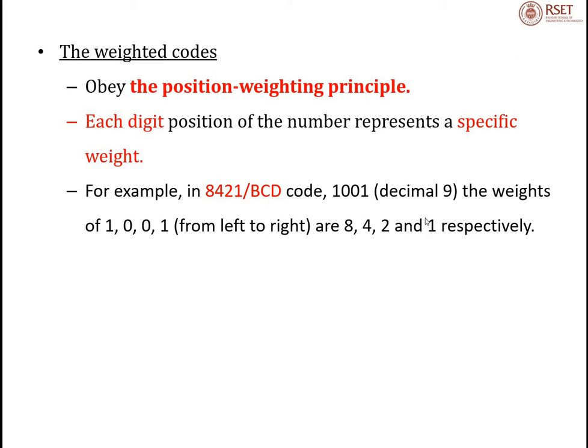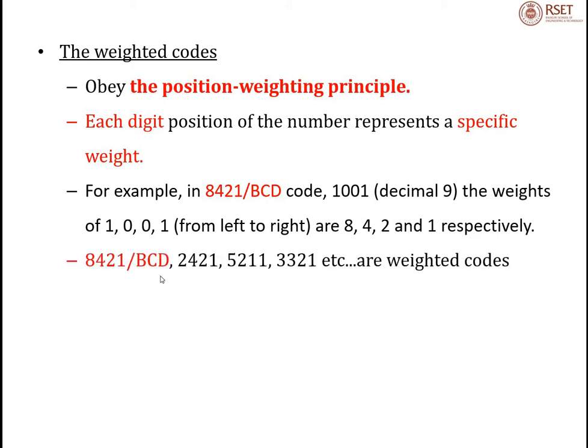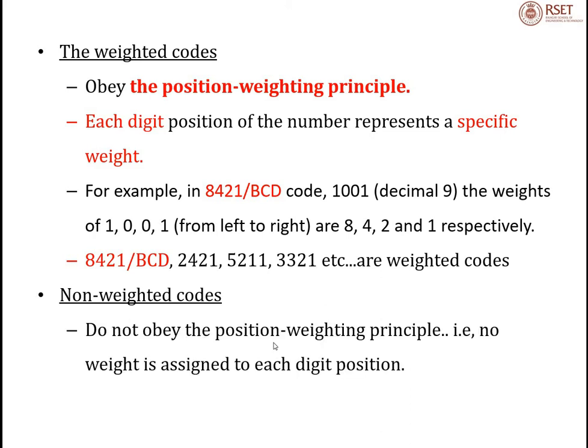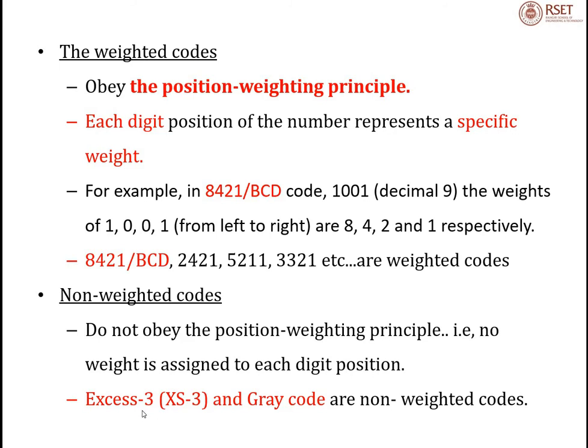These weights can also be represented as powers of 2, that is 2 power 0, 2 power 1, 2 power 2, 2 power 3, which are nothing but 1, 2, 4 and 8. Other examples of weighted codes are 2421, 5211, 3321. Next, non-weighted codes are the ones which do not obey the position weighting principle, that is, no weight is assigned to the digit positions. Examples are XS3 and Gray code.